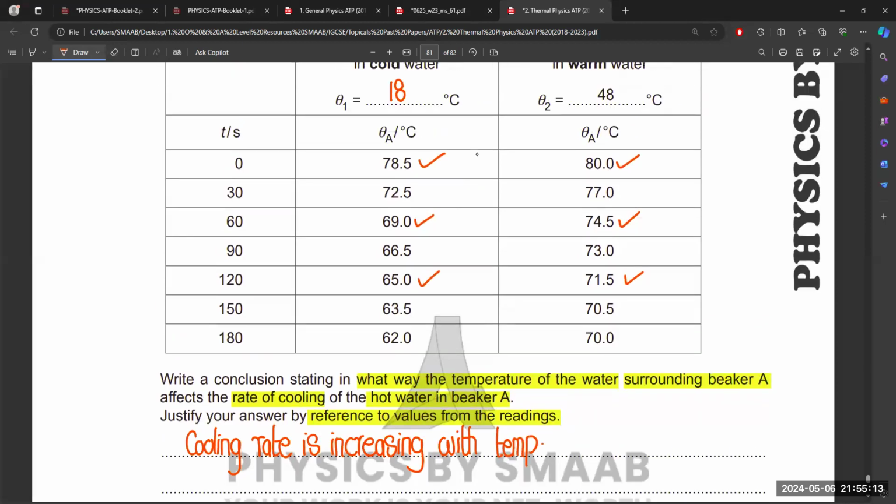So in this way, we just solved the questions related to thermal physics and electricity.